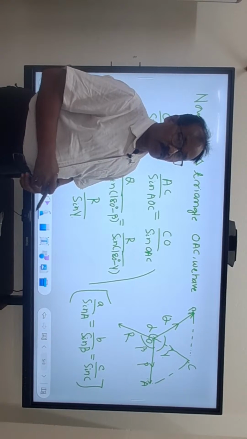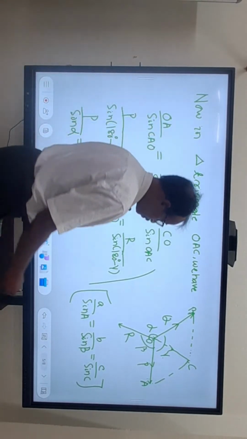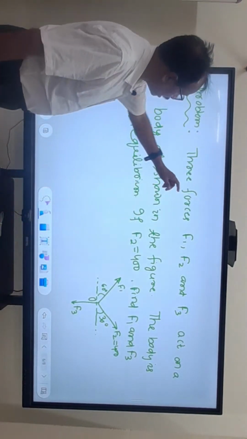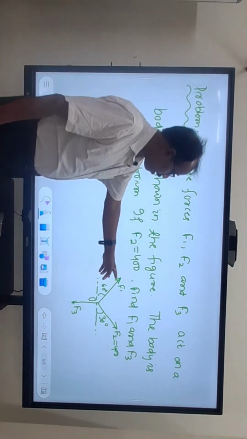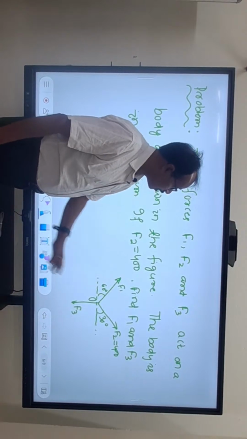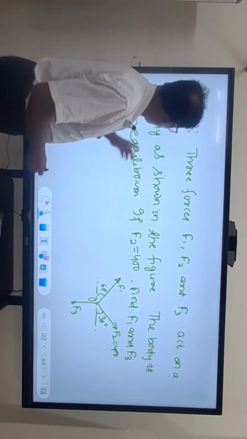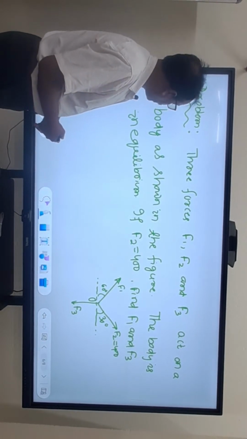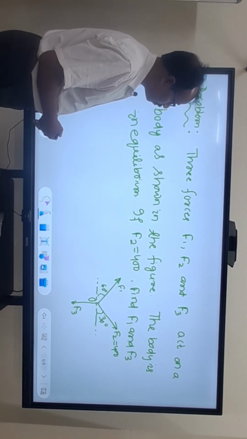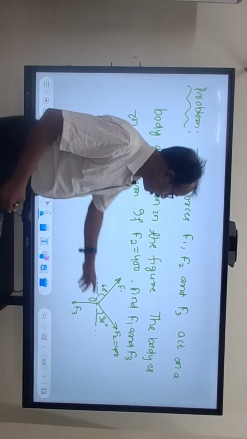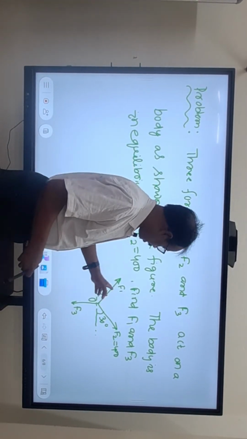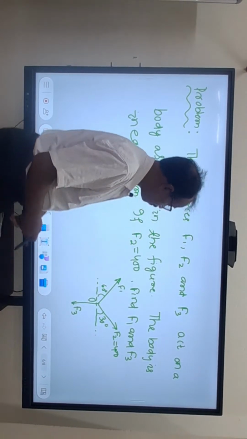Now, I will solve one problem. Three forces F1, F2 and F3 act on a body as shown in the figure. The body is in equilibrium. If F2 is equal to 400, find out F1 and F3.